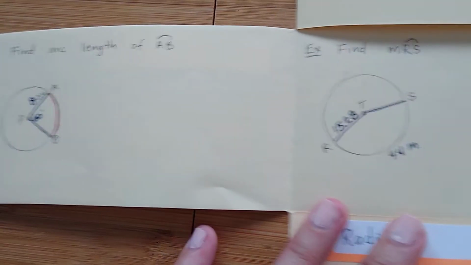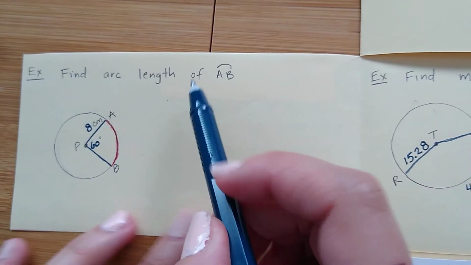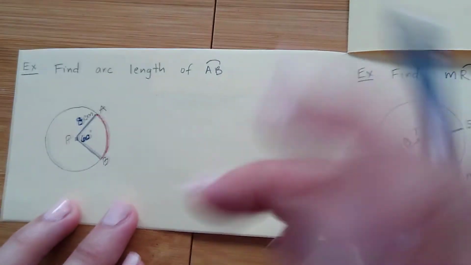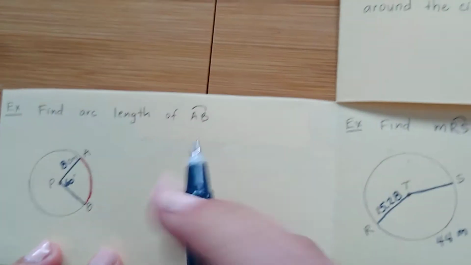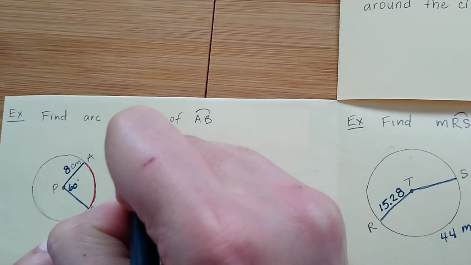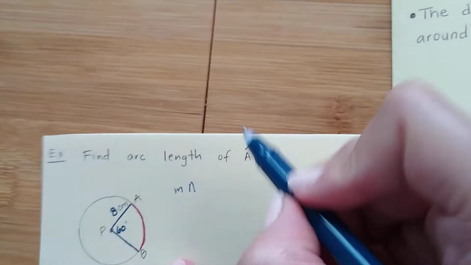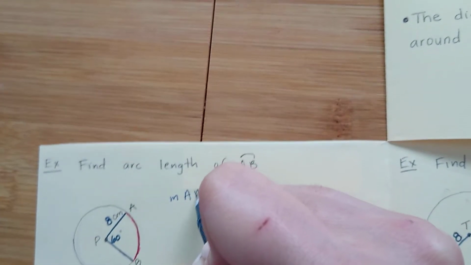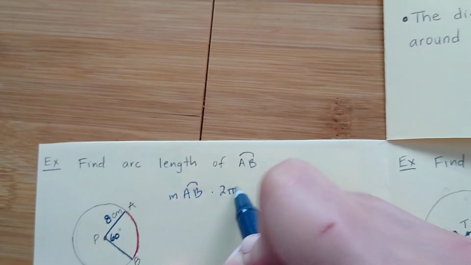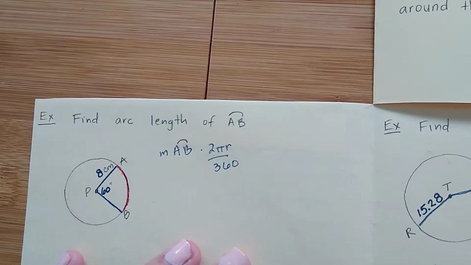And this one says to find the arc length of AB. So again, we're going to be using our formula here. We know that the formula is going to be the measurement of AB times 2 pi r over 360. And you're going to plug in what we know.